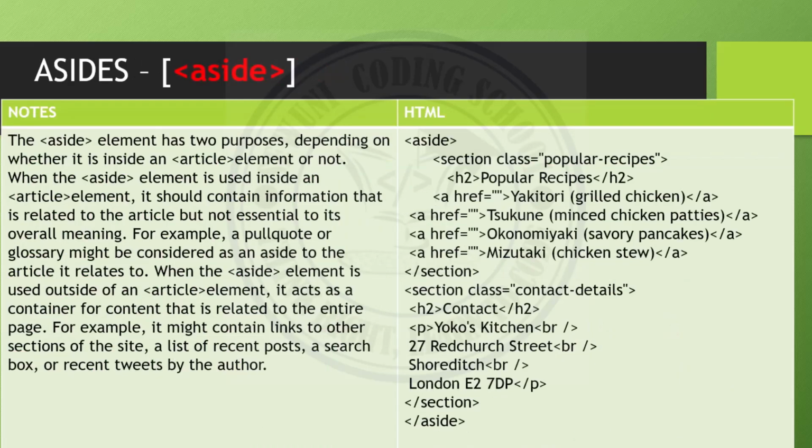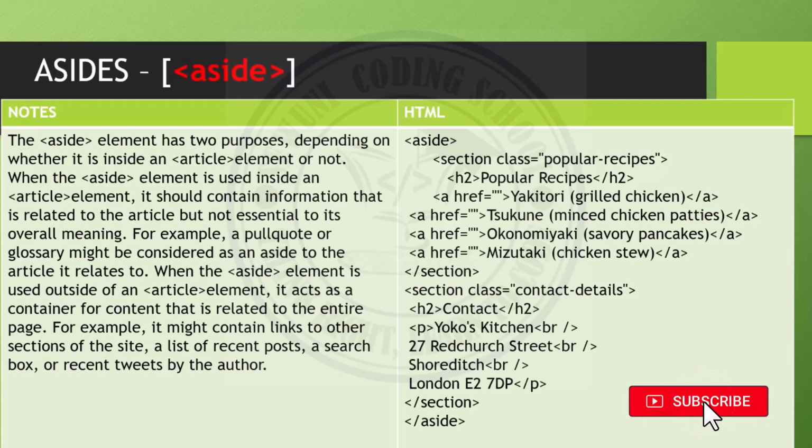Now let's look at the aside element. The aside element is technically used for two things. It can be used inside an article and it can also be used outside an article. When the aside element is used outside an article, it acts as a container for content that is related to the entire page. So you can use this to, let's say, contain a list of recent posts. You can do a search box or RSS feed, what have you.